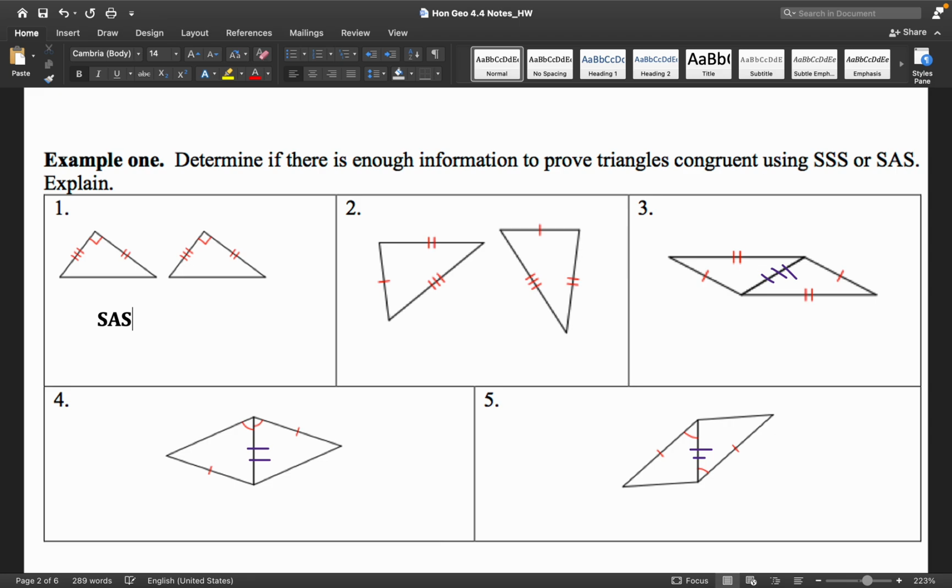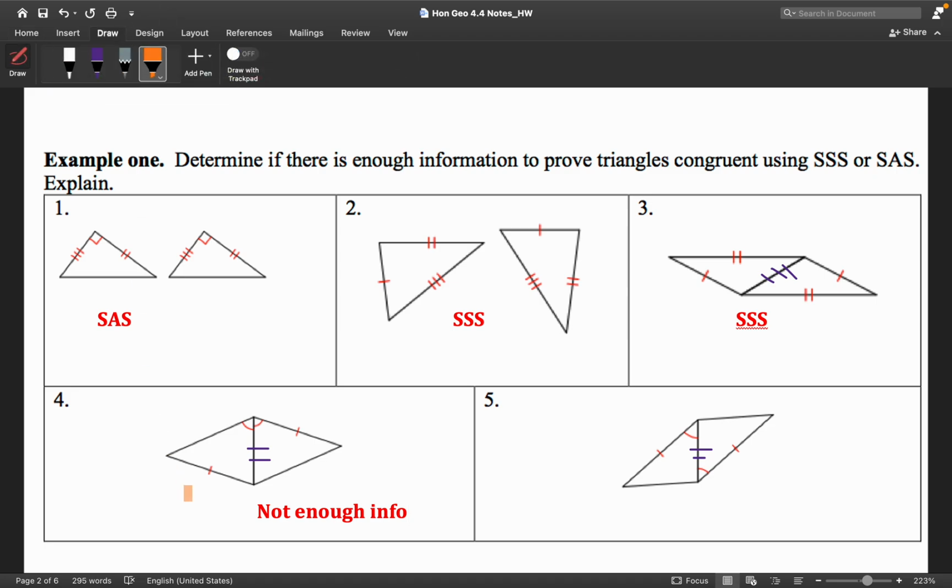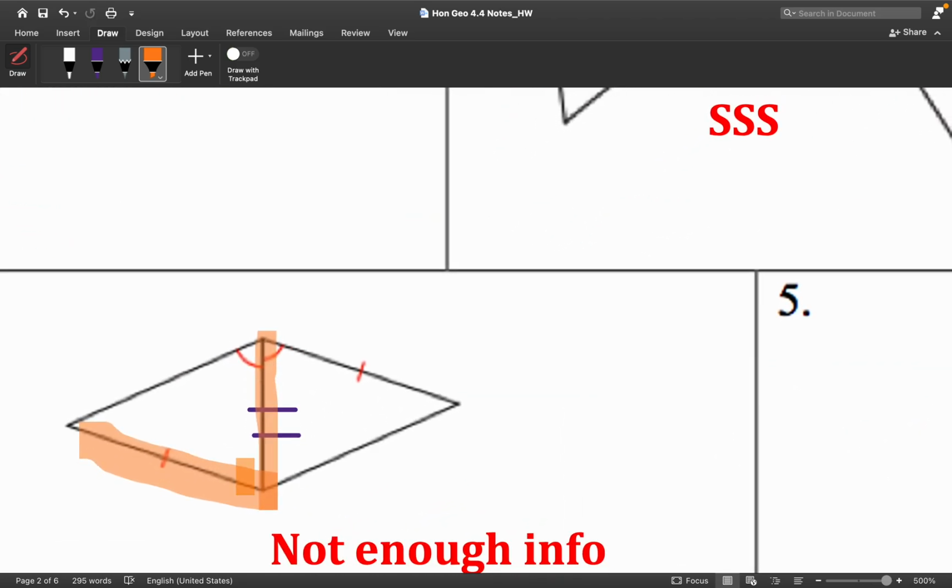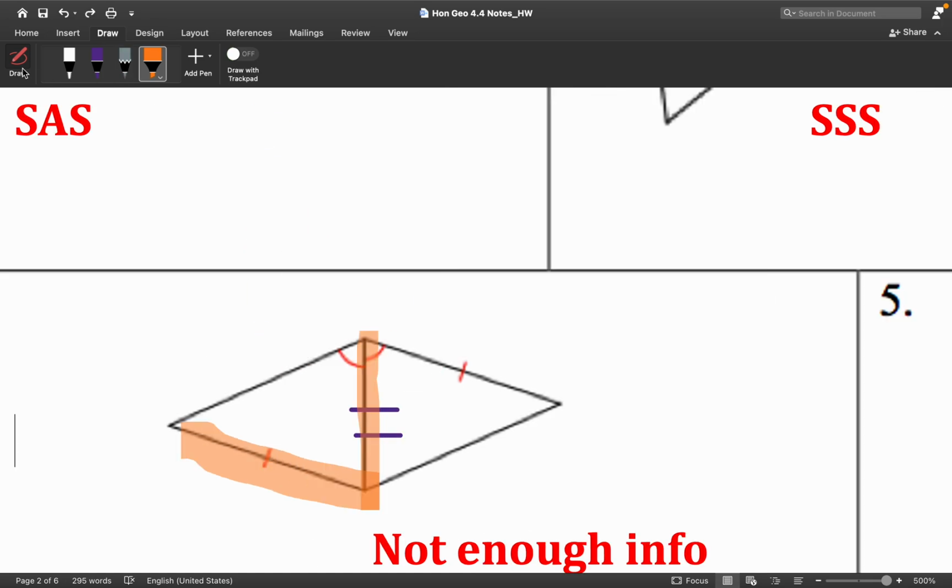In this first one, I've got side angle side. In the second one, I've got side, side, side. In this third one, I've got side, side, side. This fourth one's kind of weird. This one is actually not possible. There's not enough information. Because if we look at this first triangle, I want to say side angle side, but where should that angle be? It should be where these two sides meet. It should be right here. But it's not there. So that's not enough information.